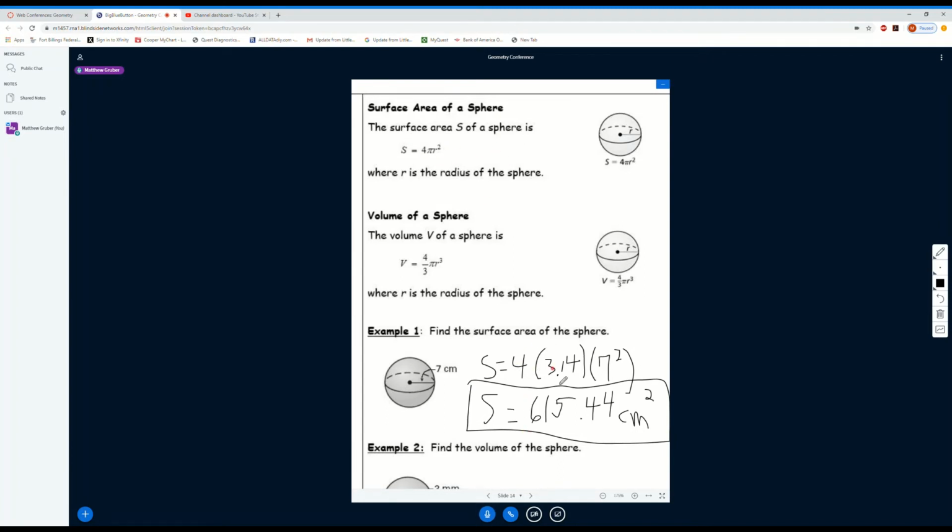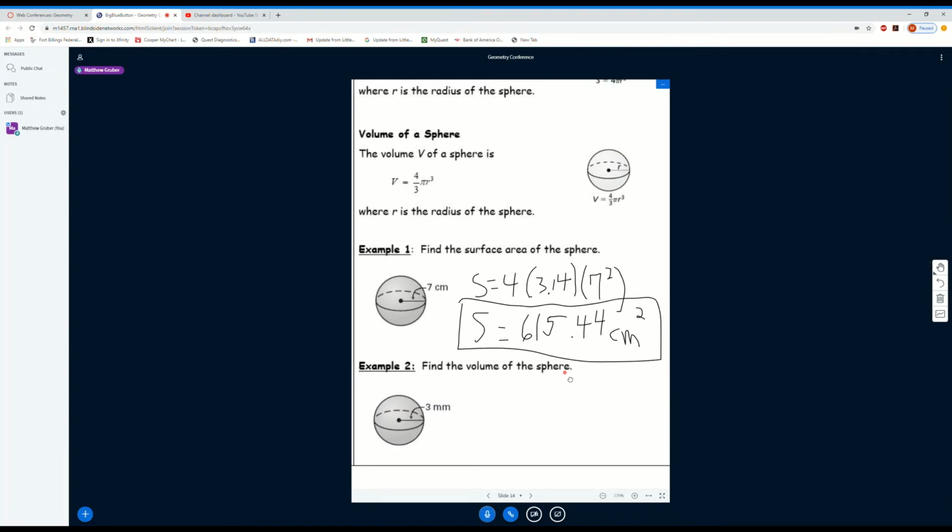Surface area is 4 pi r squared. What about volume? Let's do a pretty much straightforward application of the volume. Volume of a sphere is 4/3 pi r cubed. So it's going to be 4/3 pi times the radius cubed, and the radius in this sphere is 3, so it's 3 cubed.